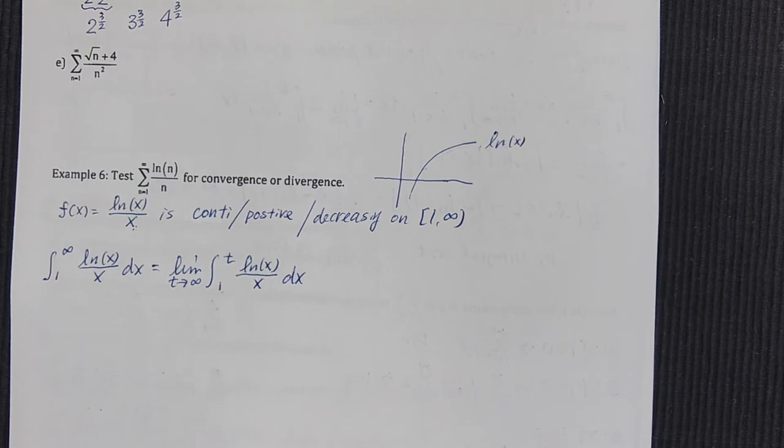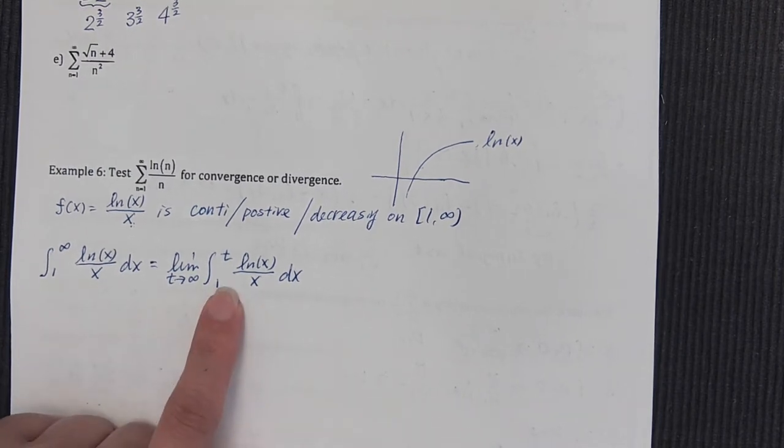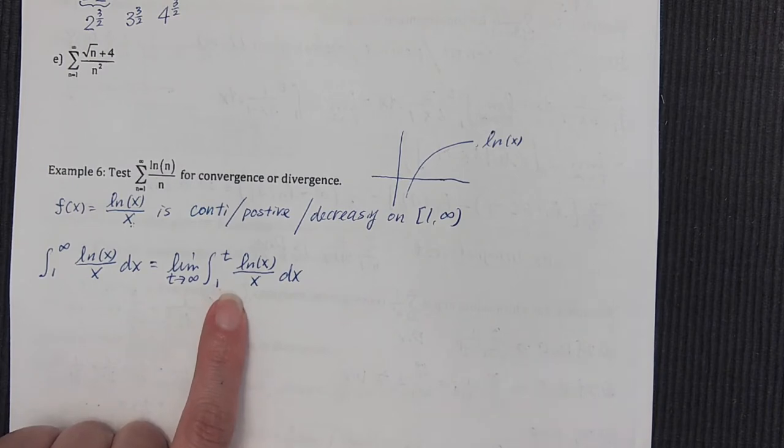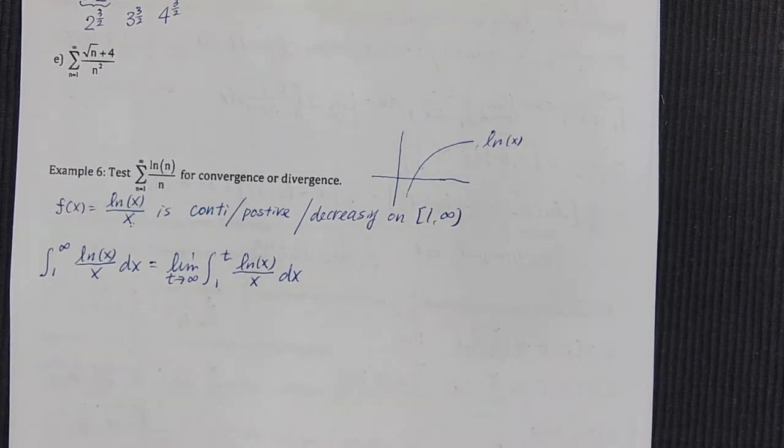Chapter 11 is not too bad. It's really not too bad. And the integral is not too hard, compared to what you did in chapter 7. How do you take that integral?